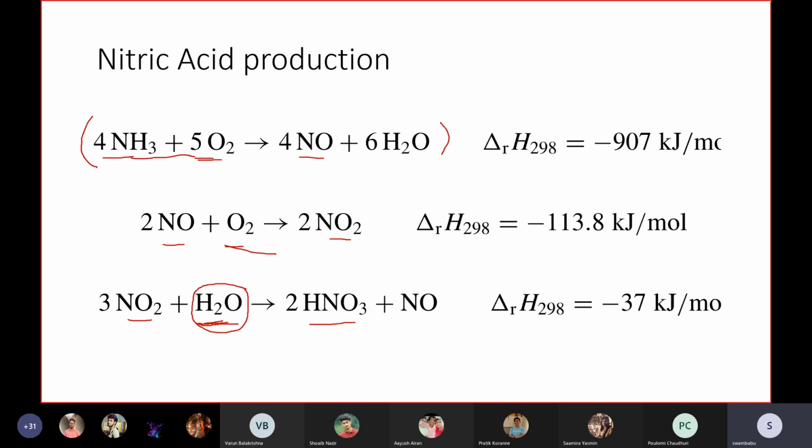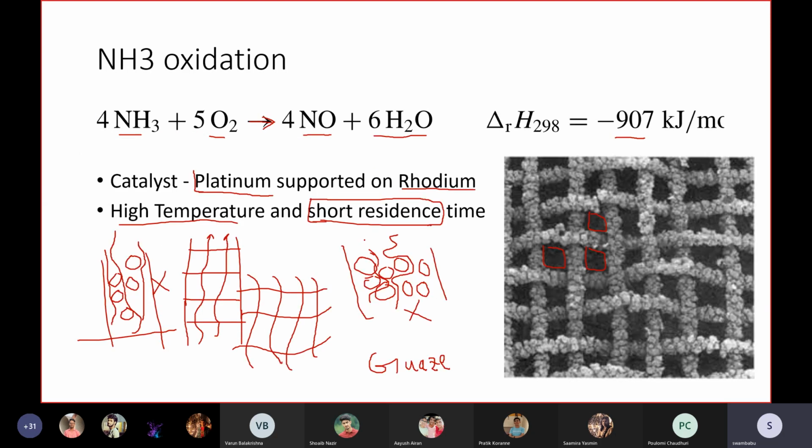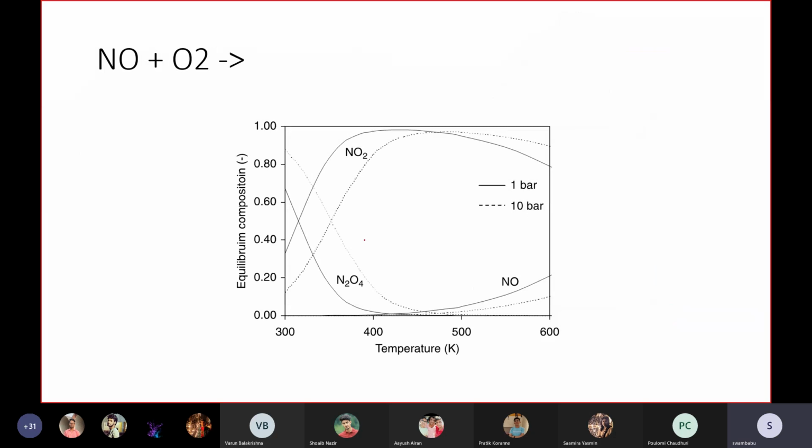So that's what I talked about, the first reaction: ammonia reacts with oxygen and forms nitric oxide and 6H2O. Now, the next one is nitric oxide reacts with oxygen and produces nitrogen dioxide, NO2. You can see this is a non-catalytic reaction. Nitric oxide oxidation is a non-catalytic reaction. Now, one important feature we need to understand: NO reacts with oxygen and forms NO2.